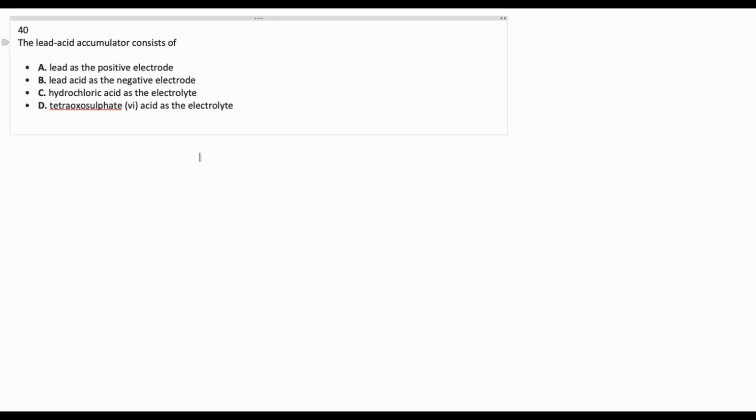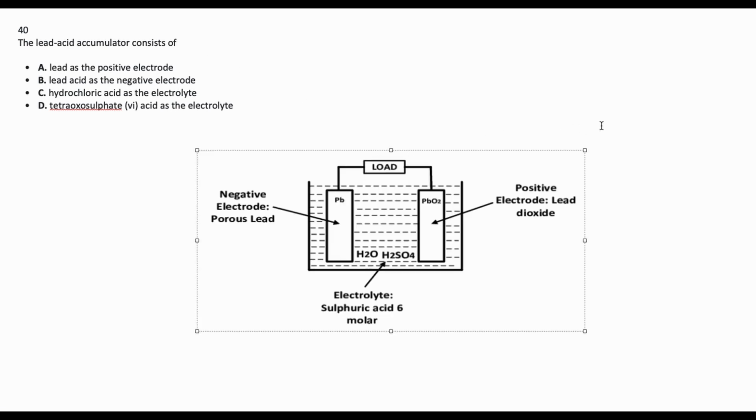Question 40 says the lead acid accumulator consists of. Now, the lead acid accumulator is one of the earliest batteries, and the setup looks like this. And as we can see, it has a positive electrode of lead oxide, which is PbO2 we have here, and a negative electrode of lead itself. And the electrolyte is made of sulfuric acid, which is the H2SO4 here.